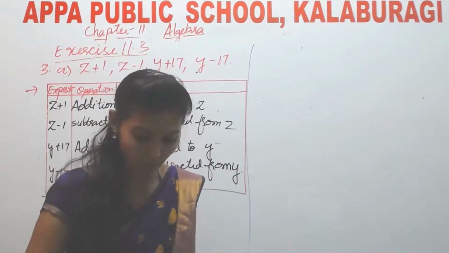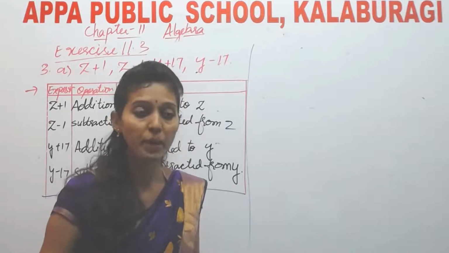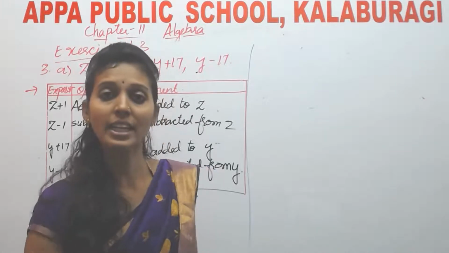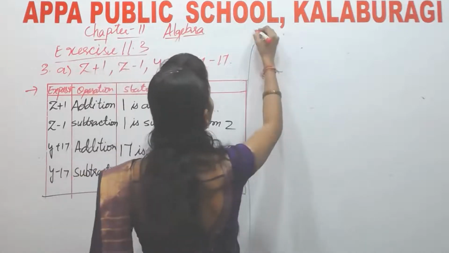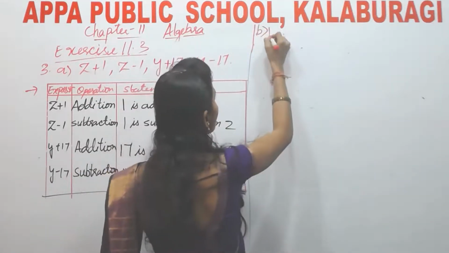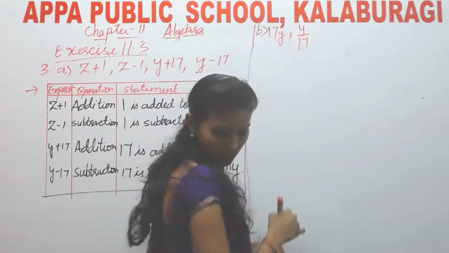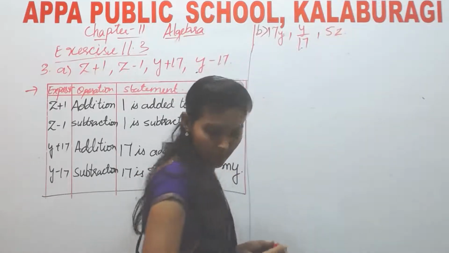Like this only, B1. You can do all of it by yourself. Okay, I'll do B and C also. Again, D is your work. Okay, come on. B1: 17y, y by 17, 5z. Right?